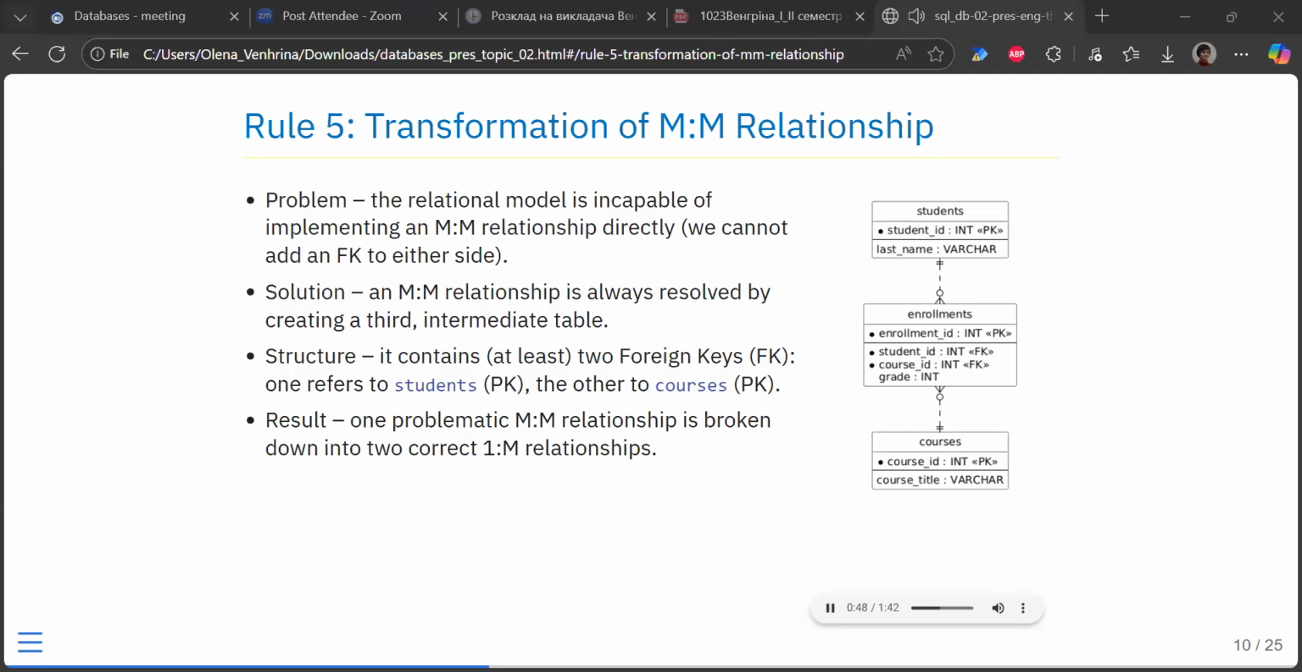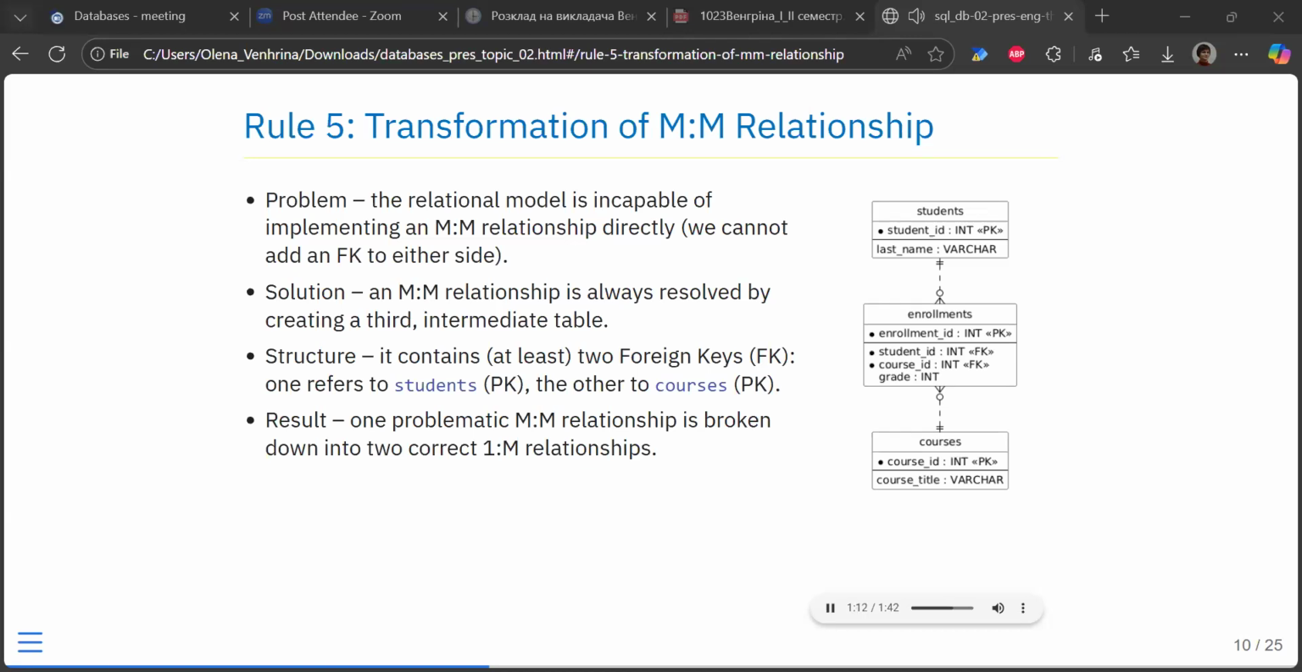As you can see in this diagram, we created a new table which I named enrollments. Its sole purpose is to link one student row with one course row. Structurally, it necessarily contains at least two foreign keys: student ID, which refers to the student's PK, and course ID, which refers to the course's PK. Each row in this table is a fact. Student X is enrolled in course Y.